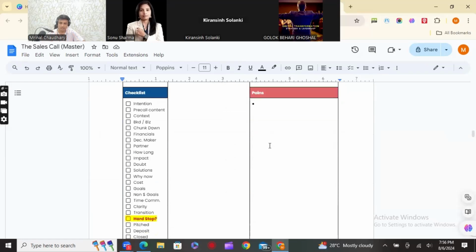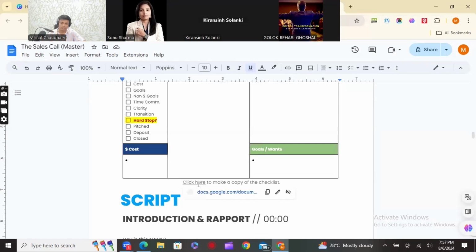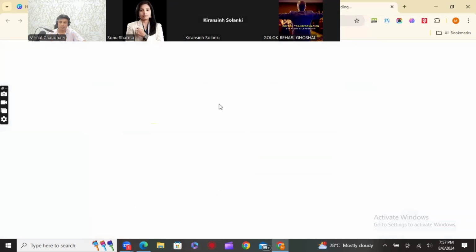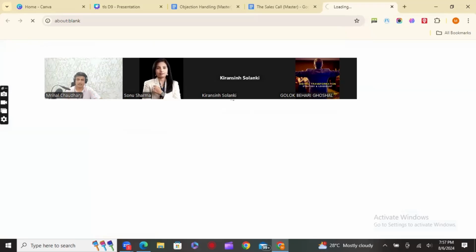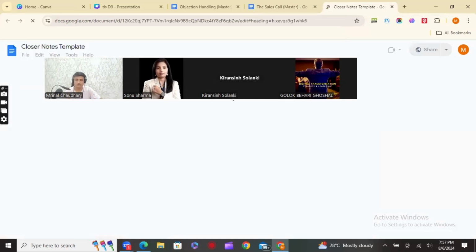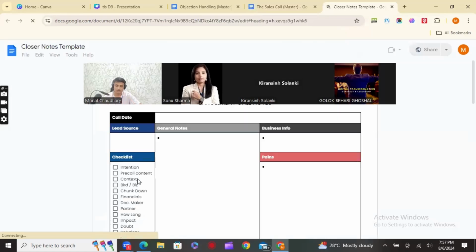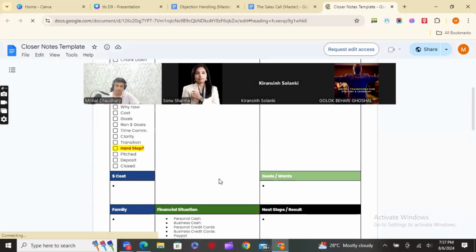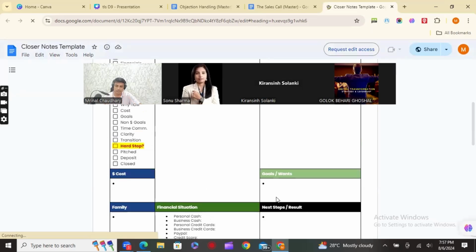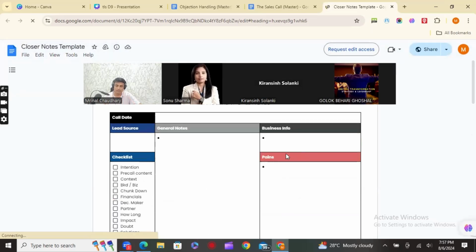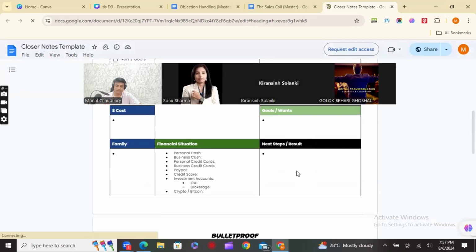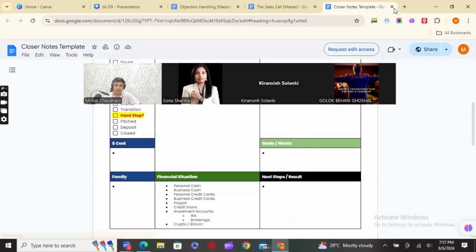So this is the checklist. If you open this, if you click here, you can use this checklist: these are the 22 points that you need to follow. You have to have intention, pre-call. We will discuss everything in detail. BKD, chunk down, financial, decision making, partner, long, and here the general notes. You should be writing their financial situation, goals, wants, pains, business information, family, next step, and result. We have to make notes of all these things. I will go one by one.